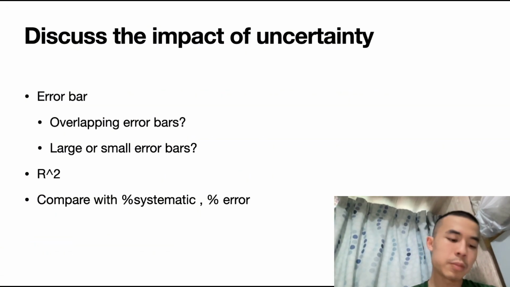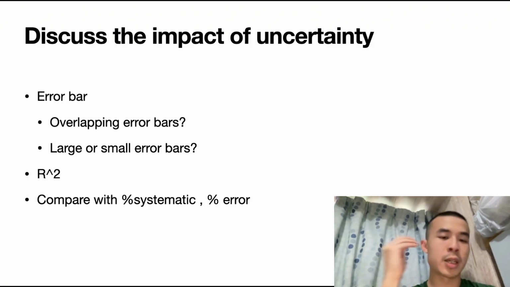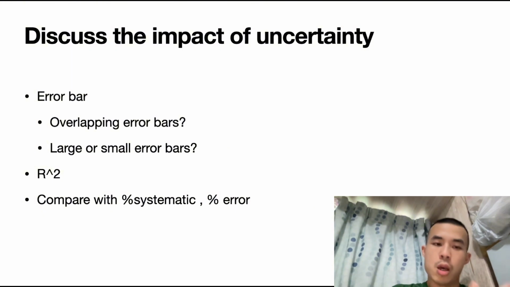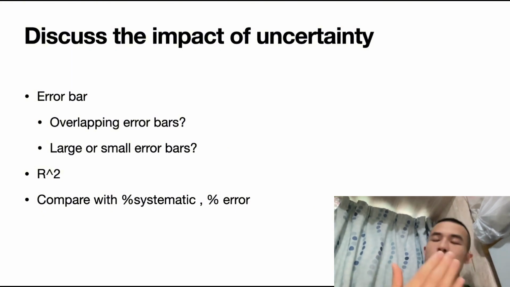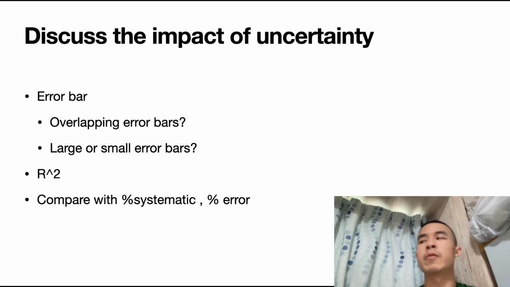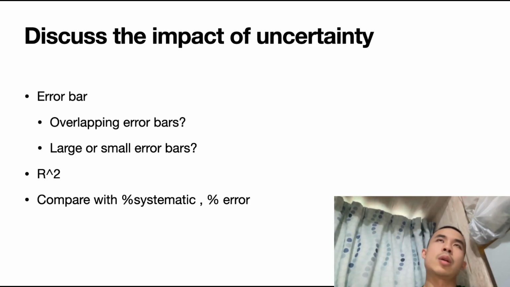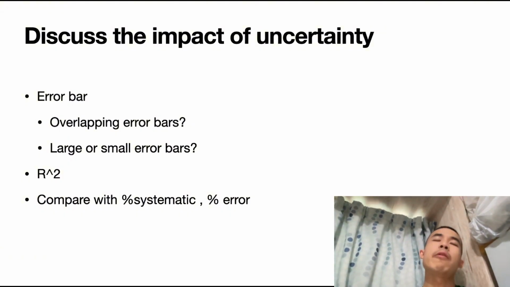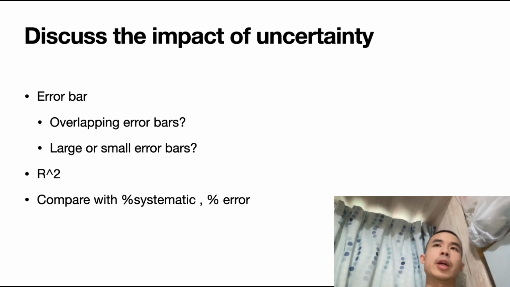Now, apart from talking about the accuracy part, the percentage error part, of course another part is the impact of uncertainty. You can discuss error bars. This is why I say it's always best to consider the error bars here. The reason is because if you don't have error bars, then you cannot discuss them. You can discuss whether there are overlapping error bars. You can discuss whether there are large or small error bars. Of course, the smaller the error bar is better.